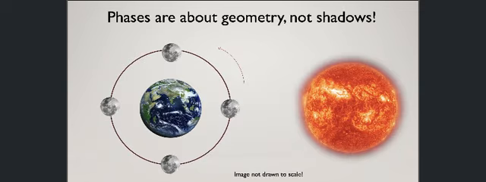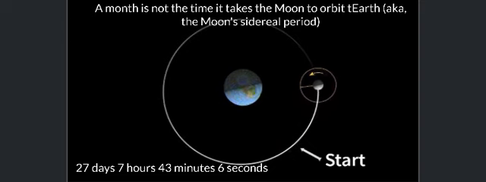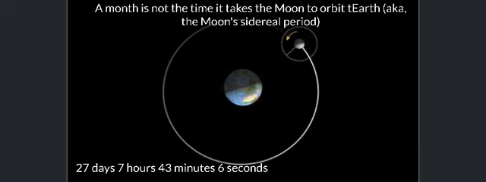Phases are about geometry, not shadows. They occur because the moon orbits the Earth. As shown from above the Earth's north pole, the Earth rotates counterclockwise, and the moon orbits the Earth in the counterclockwise direction. The month is not the time it takes the moon to orbit the Earth. This is called the sidereal period and is approximately 27 days.